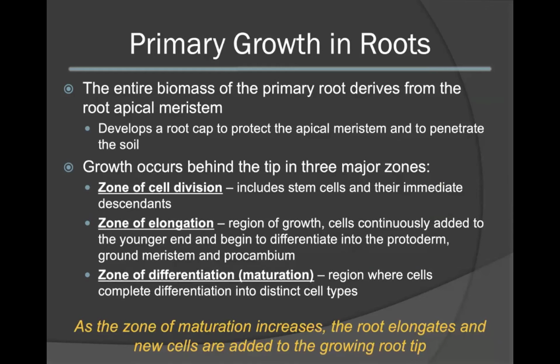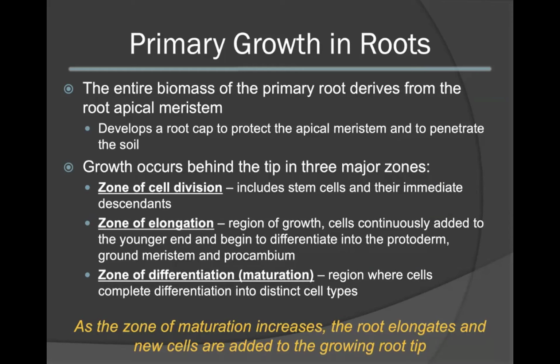We're now going to take a look at the growth process in roots. The entire biomass of the primary root derives from the root apical meristem. The primary root typically has a root cap. This serves to protect the apical meristem and the cells underneath. This also allows for the root to penetrate into the soil.